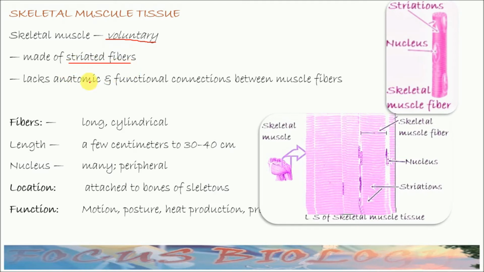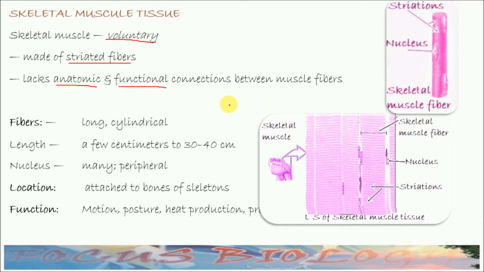The muscle fibers lack connections, both anatomic and functional. Here you can see these are skeletal muscles. Here is the nucleus, and you can see in this diagram they are separate anatomically. Right? There is no connection between muscle fibers.